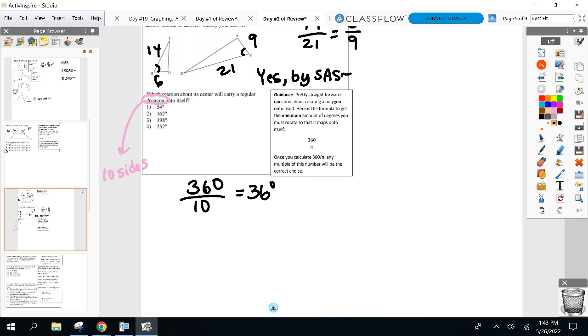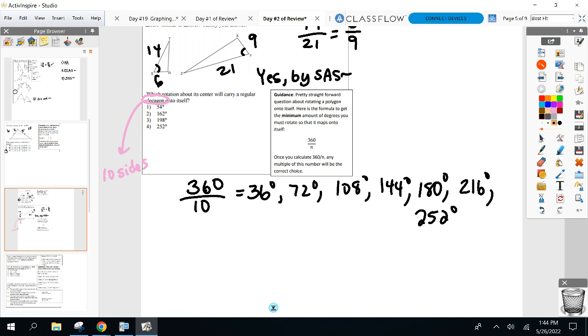No. Every time you go 36 degrees. All right, 36 isn't there. Let's go another 36 degrees. 72 would work. I really put it to you on this one, didn't I? Another 36, 108. Another 36, 144. 180 would work. 216 would work. 252 would work. There we go. We'd get there eventually.